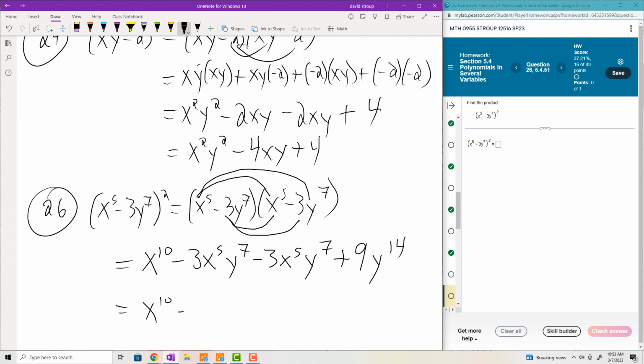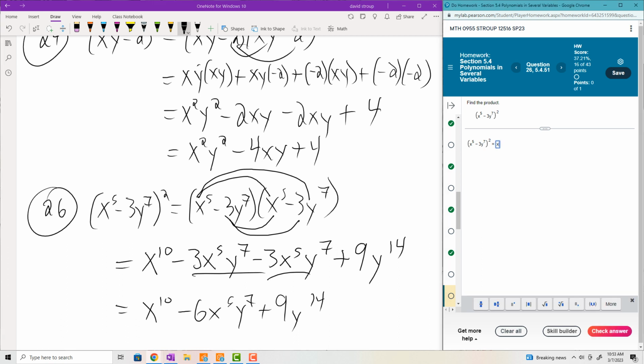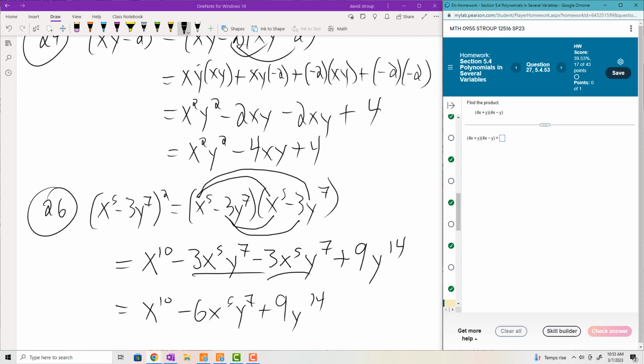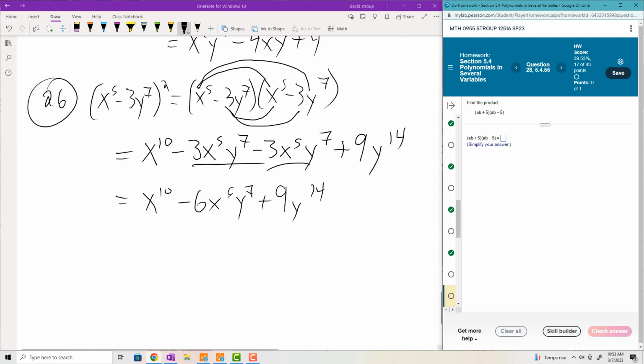Combine like terms if there are any, and there are. The two middle terms are like terms. So x to the 10th minus 6x to the 5th y to the 7th plus 9y to the 14th. Then we'll probably have the next special form where the inner and outer terms cancel out.